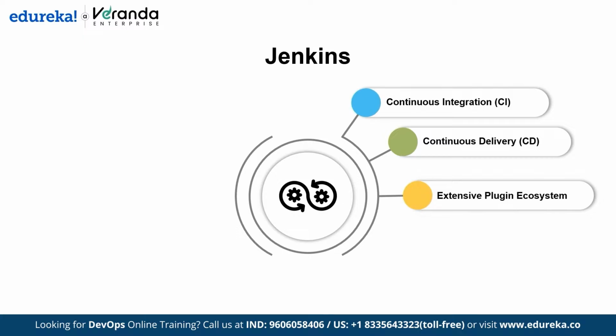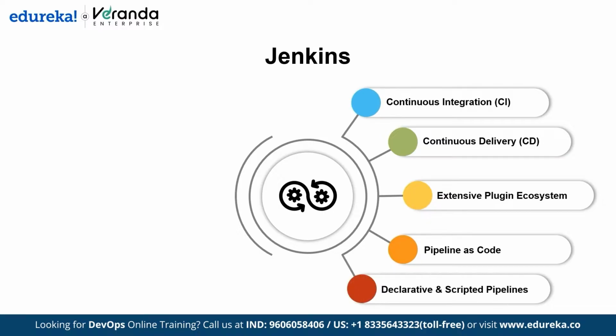Extensive plugin ecosystem. With over 1,800 plugins, Jenkins integrates with many tools, that is Git, Docker, Slack, to support diverse DevOps workflows. Pipeline as code. Jenkins allows CI/CD pipelines to be defined in code, that is Jenkinsfile, making workflows repeatable and version controllable. Declarative and scripted pipelines. Jenkins offers two types, that is declarative pipelines for simplicity and scripted pipelines for complex Groovy-based workflows.